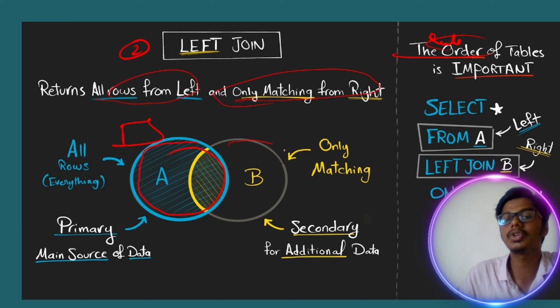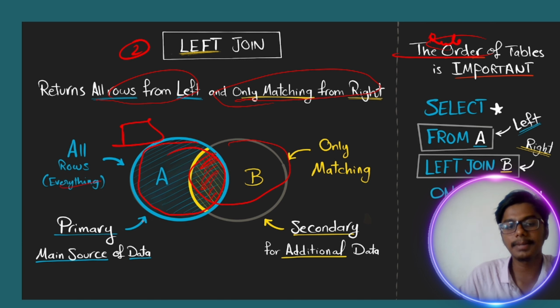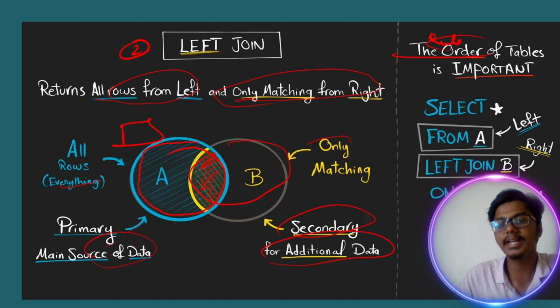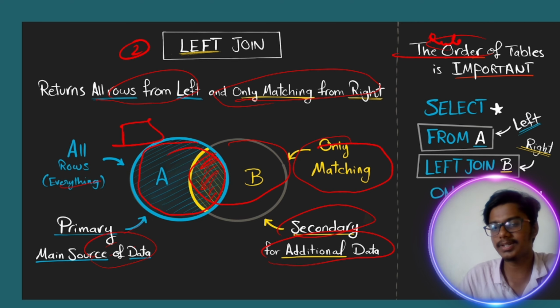And what are the columns going to match? Only those get some results. All the rows, everything, is the primary, the main source of the data. The right one is secondary, a secondary table for the additional data. So here we are going to match only the matching rows from the right table. That's what I'm going to say.